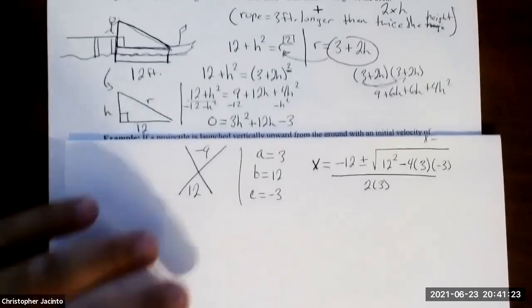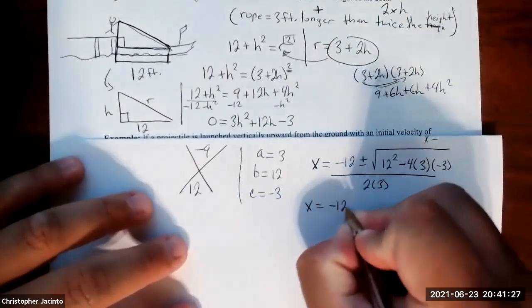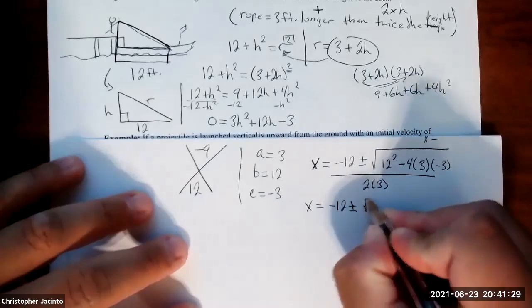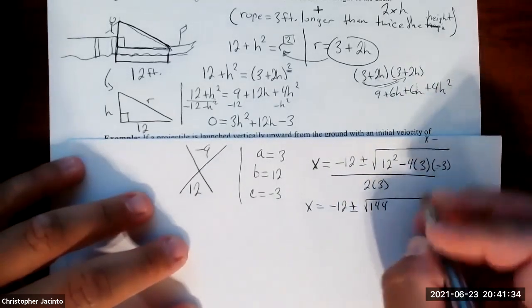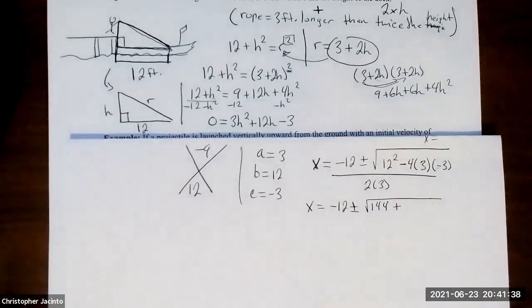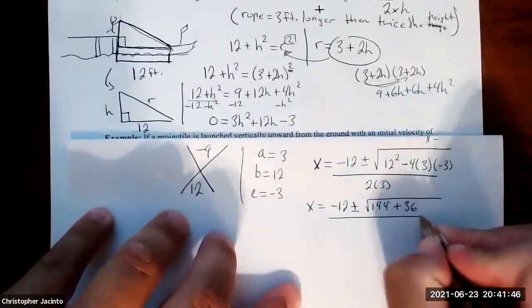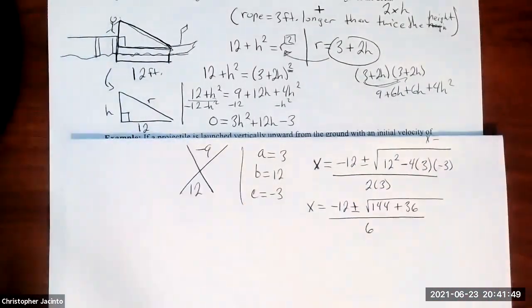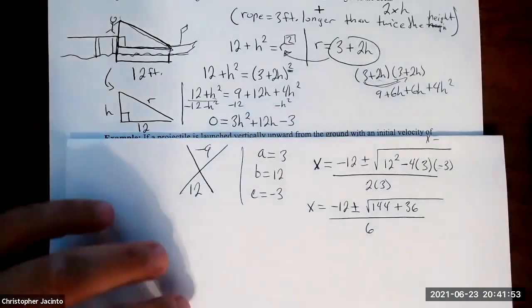All right, and now we just slowly simplify it as best we can. So this is 144. Minus makes positive. So what's that? I think that's 36. 4 times 3 times 3. Yep, 36. All over 6. So 36 plus 144 is 180.